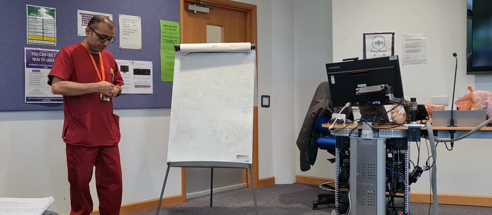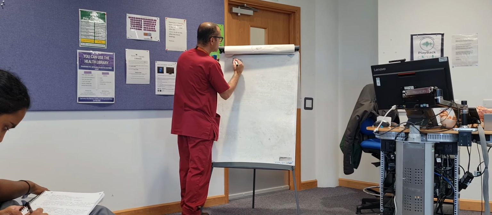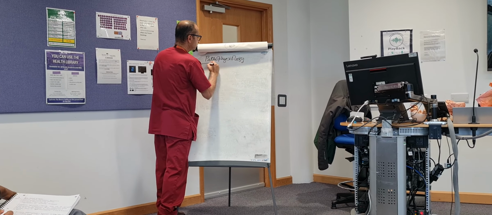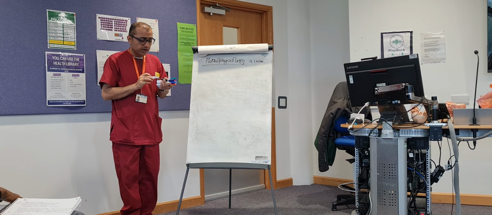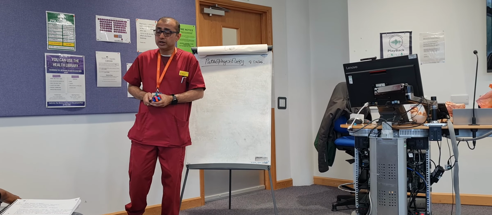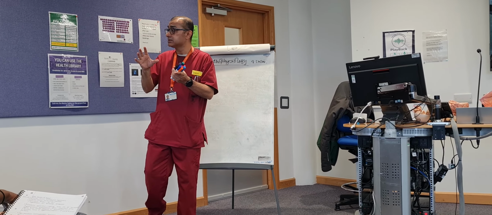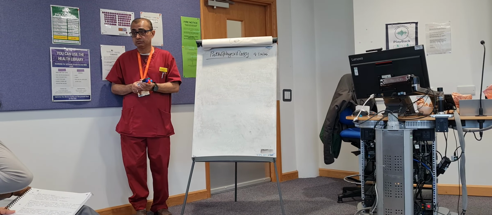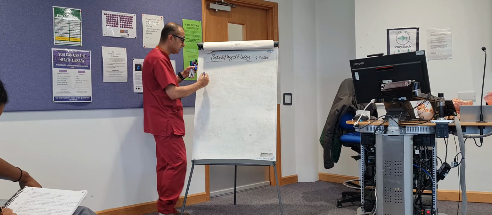If we look at the pathophysiology of stroke, this pathophysiology applies to any vascular problem. Stroke is basically a problem in the blood vessels in the brain. So how many layers do we have in blood vessels? Three, very good. So what are the layers?